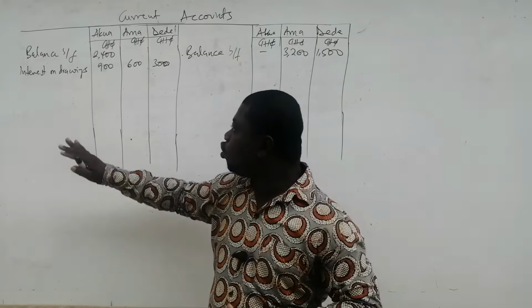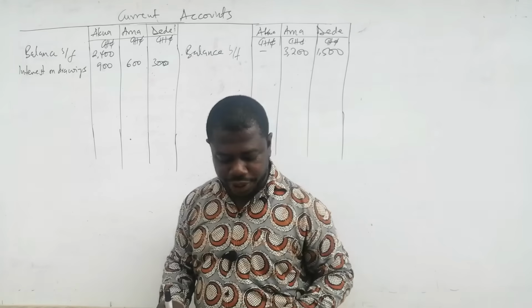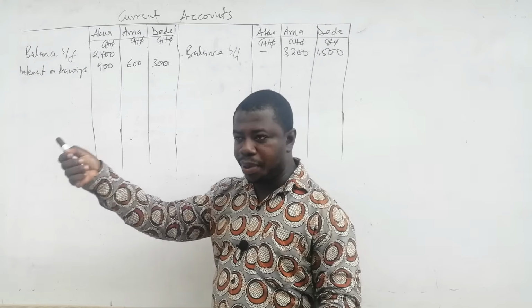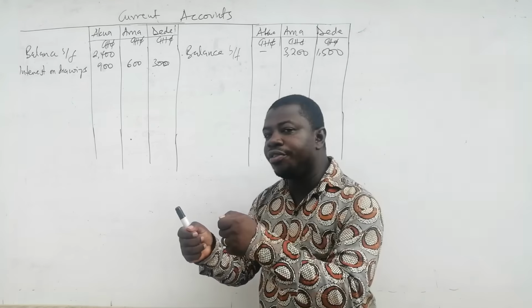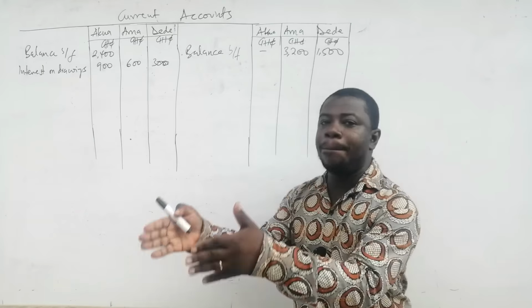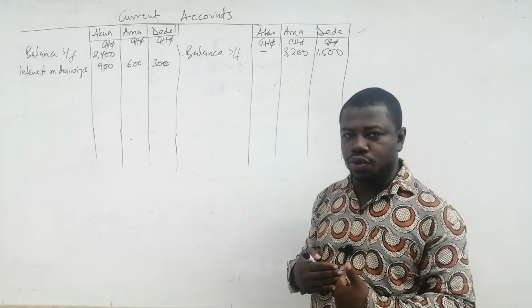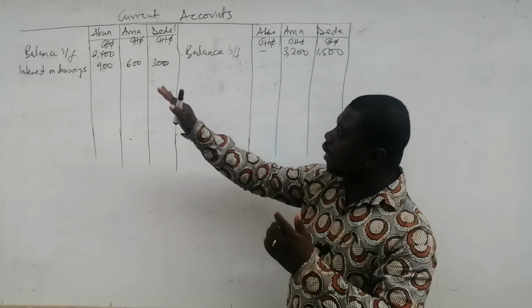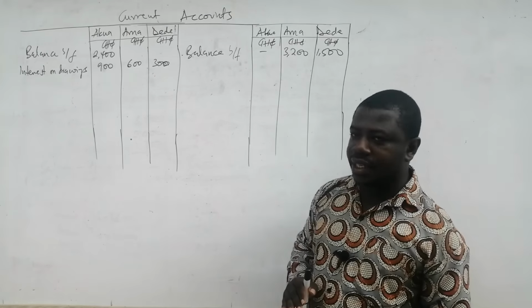So that is, you debit your interest on drawings in the current account, because it's reducing their current account balance. They are paying the interest on drawings to the business, and the business is taking it. So they are adding to their profits. That is why we added it to the profit to be shared, but then we are taking it out of the partner's current account.